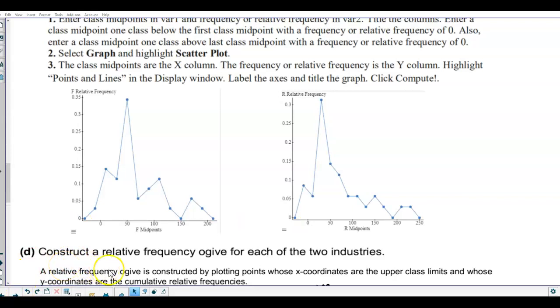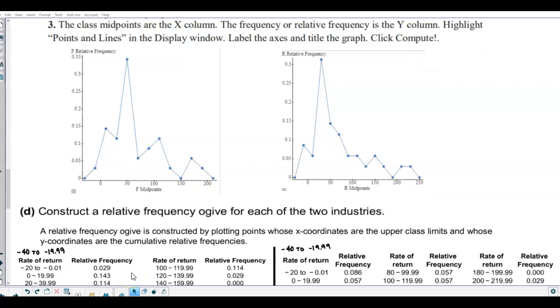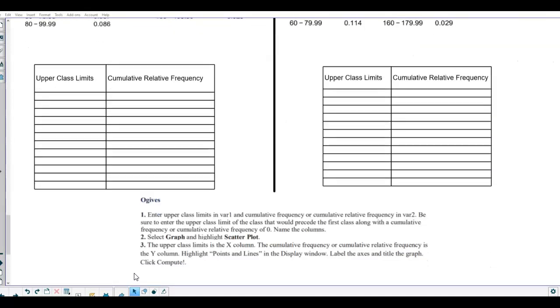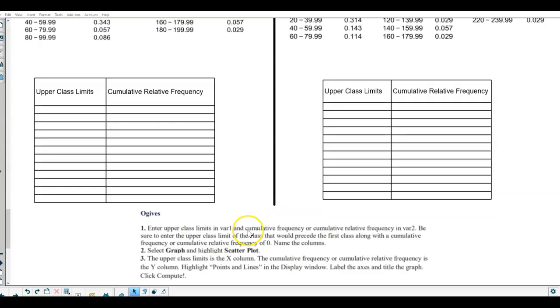For part D, we want to construct a relative frequency ogive for each of the two industries. Now, a relative frequency ogive is constructed by plotting points whose x coordinates are the upper class limits and whose y coordinates are the cumulative relative frequencies. So before we do that, let's go back to the instructions for plotting ogives on StatCrunch. We have to enter upper class limits in variable 1 and cumulative frequency in variable 2. And be sure to enter the upper class limit of the class that would precede the first class along with the cumulative frequency or cumulative relative frequency of 0.